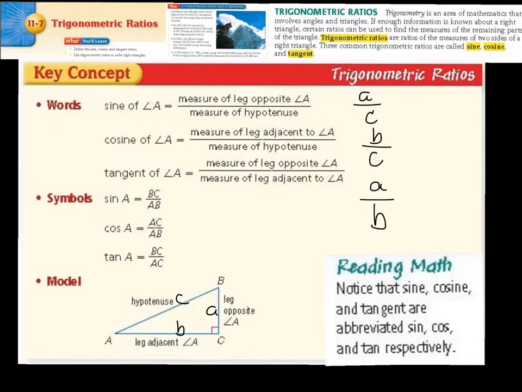You may have already noticed these buttons on your calculator. Sine, cosine, and tangent on your calculator are abbreviated SIN, COS, and TAN respectively. Now we have a nice poster on the wall that helps us remember the ratios. Sine is opposite over hypotenuse, cosine is adjacent over hypotenuse, and tangent is opposite over adjacent. So there we have SOHCAHTOA.